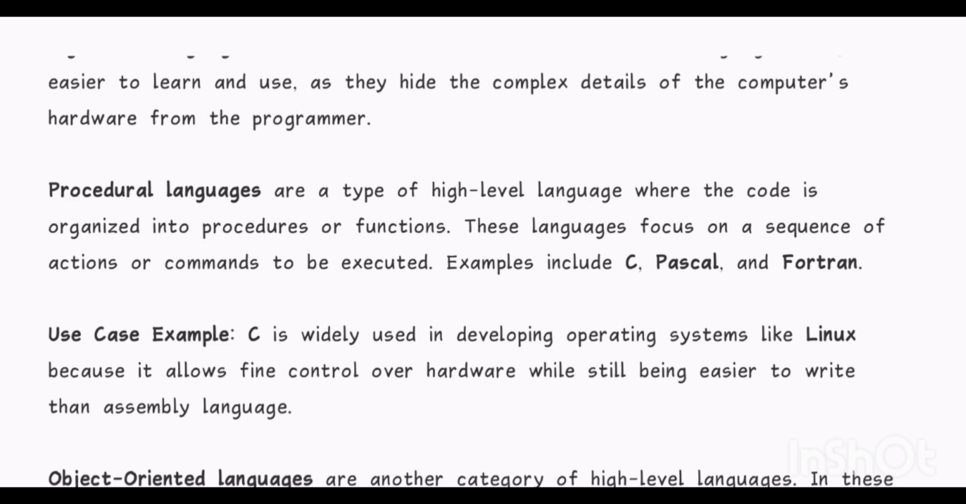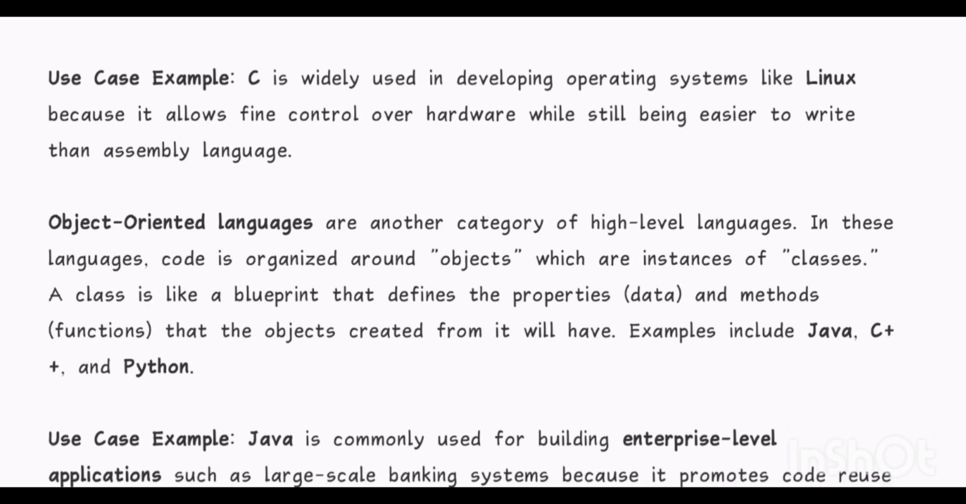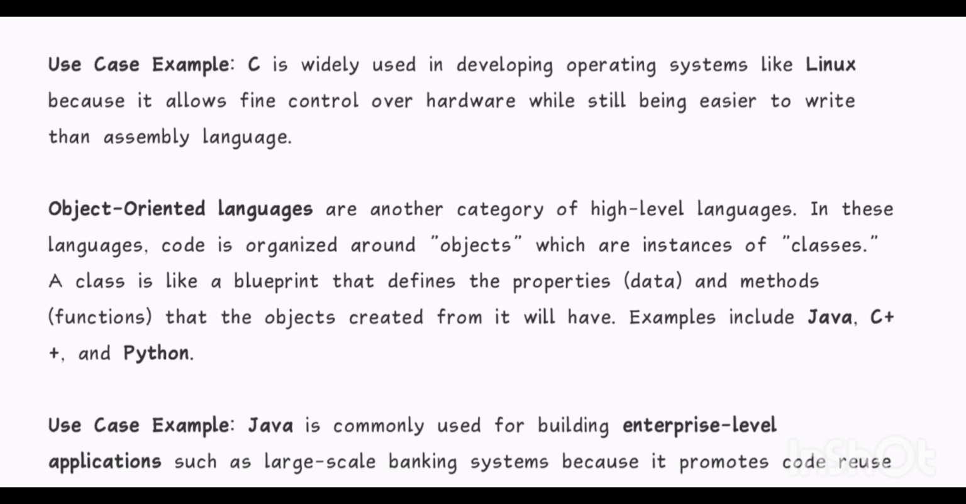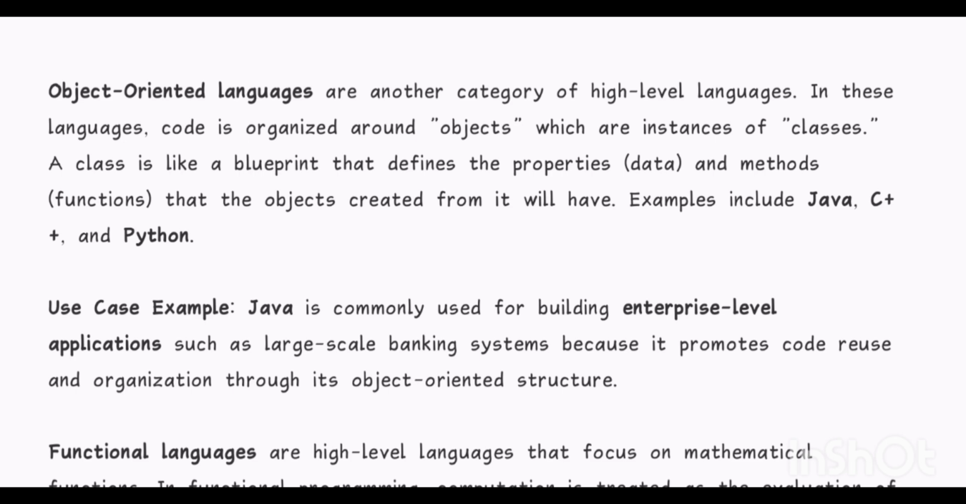Use case example. C is widely used in developing operating systems like Linux because it allows fine control over hardware while still being easier to write than assembly language. Object-oriented languages are another category of high-level languages. In these languages, code is organized around objects, which are instances of classes. A class is like a blueprint that defines the properties, data, and methods, functions, that the objects created from it will have. Examples include Java, C++, and Python.